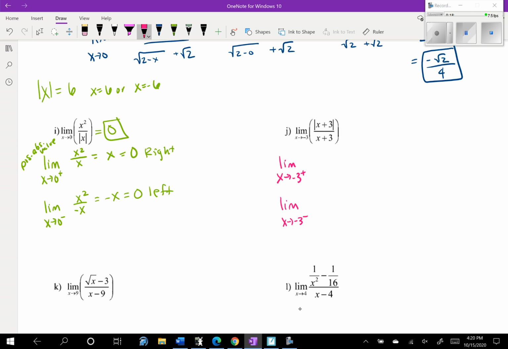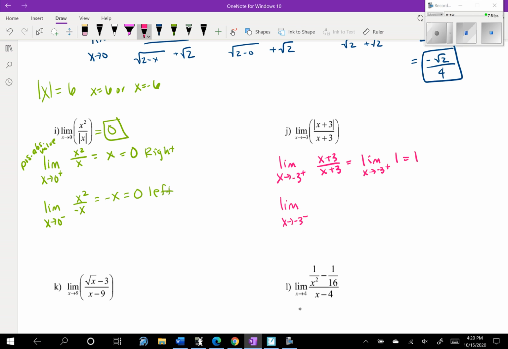From the right means we're going to use the positive absolute value answer. So x plus 3 over x plus 3 is just equal to 1. So the limit as x approaches negative 3 from the right side of 1 would just be equal to 1. That's the limit of a constant is equal to a constant property.